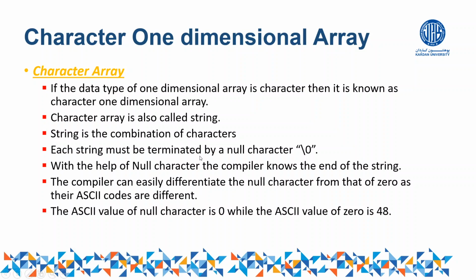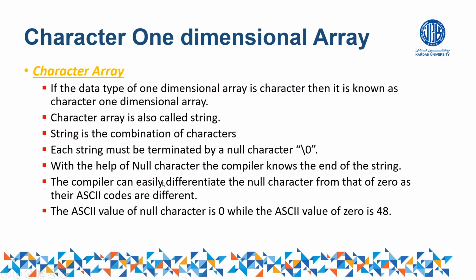Each string must be terminated by a null character. This character, the slash and then zero, is known as the null character. Here you have to keep in mind that each string, whatever string you are using in your program, is ended using a special character that is known as the null character. With the help of the null character, the compiler knows the end of the string. As soon as the compiler encounters this null character, it knows that it is the end of the string or the end of the character array.